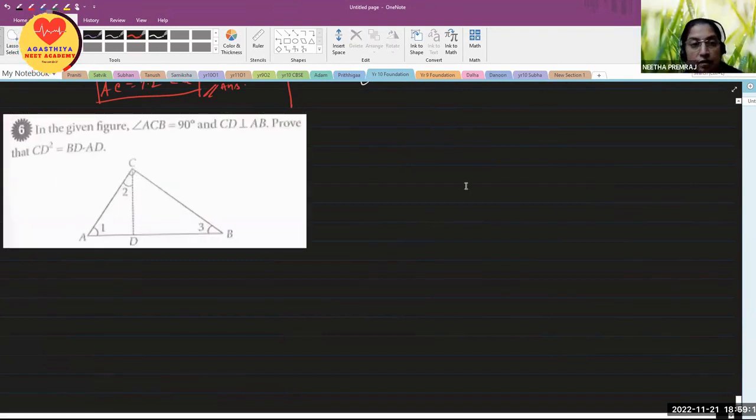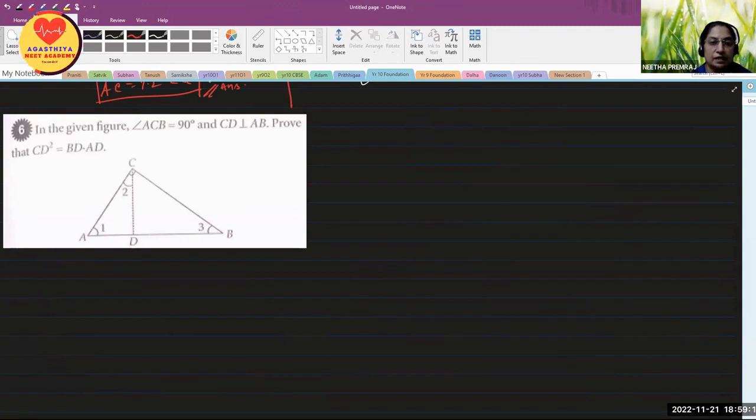Okay. Now what is given in the sum? The angle ACB is 90 degrees. So this is 90 degrees. And CD is perpendicular to AB. So this is also 90 degrees. So prove that this one.